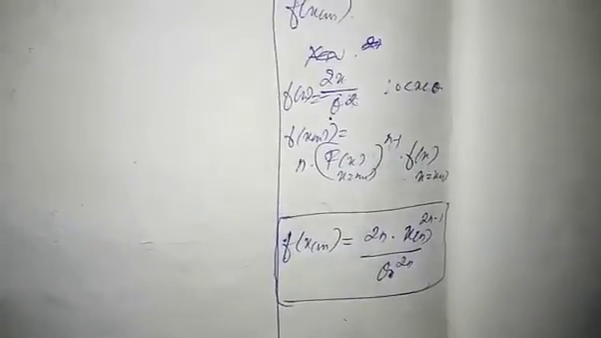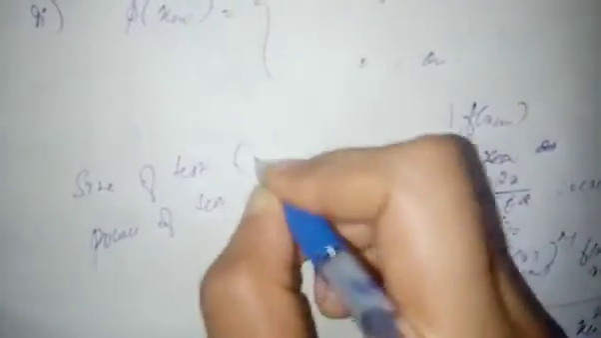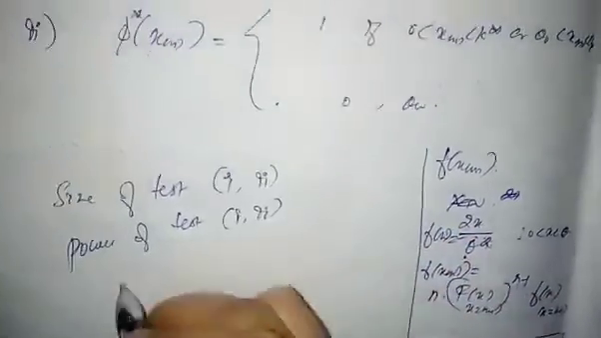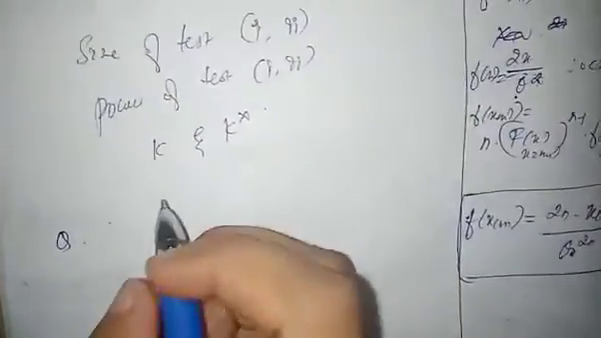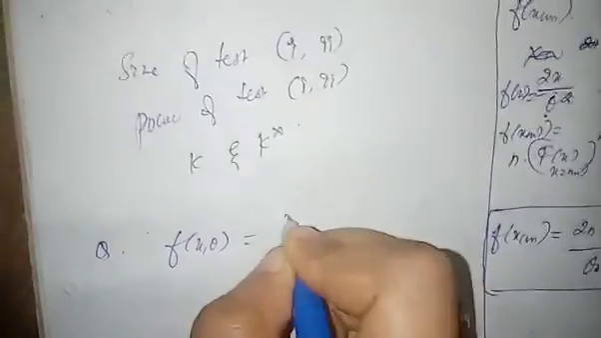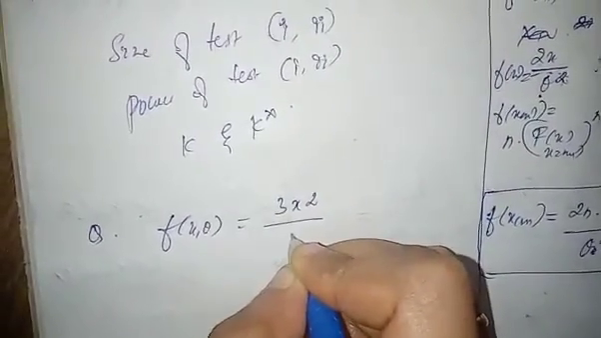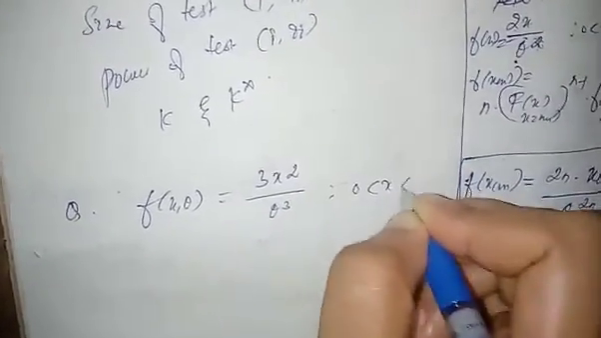Okay, there is one more problem. Here you have to find the size of the test and power of the test in both cases, for the first test function and the second test function also. And finding k and k star is your homework. And one more homework question, the same question with density 3x squared divided by theta cubed. Okay, this is your homework question.